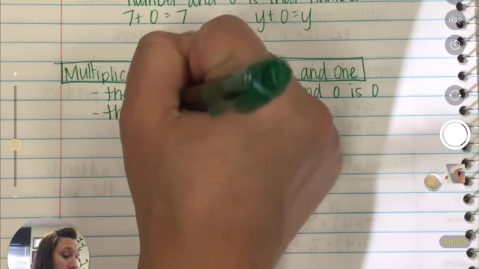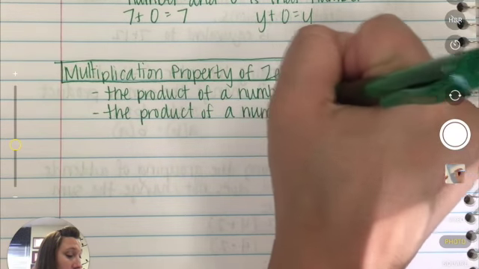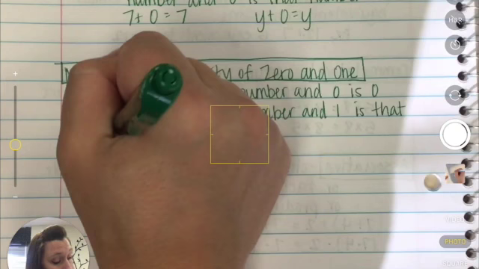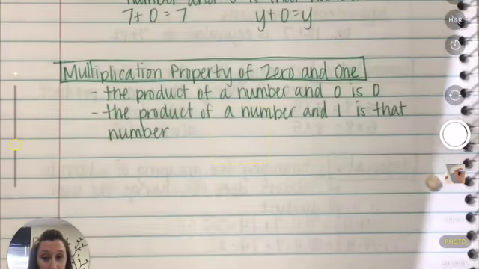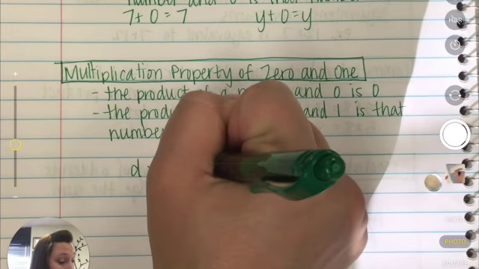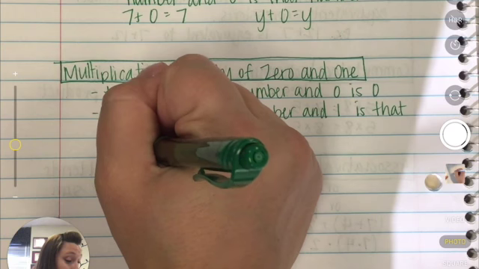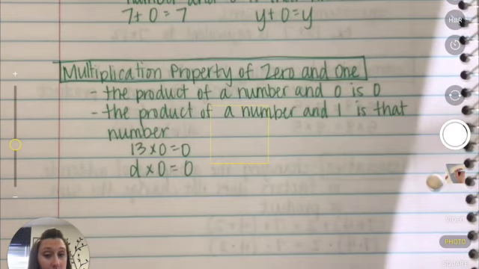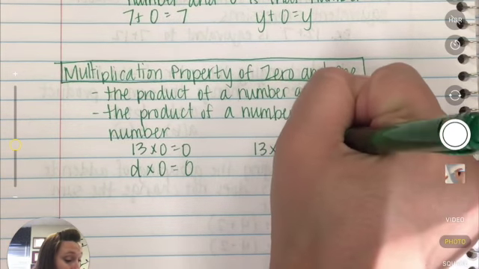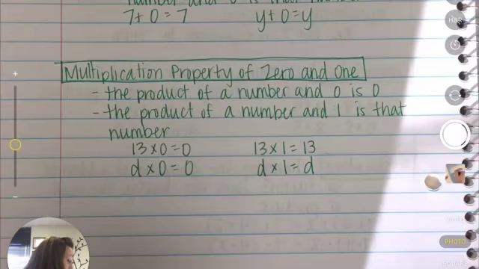And also the product of a number and 1 is that number. You guys learned that when you learned your multiplication facts, right? So d times 0 equals 0. So I just put d. I could have said 13 times 0 is 0. Anything times 0 is going to be 0. 13 times 1 is that number, 13. Or I can use it with a variable also. d times 1 is d.